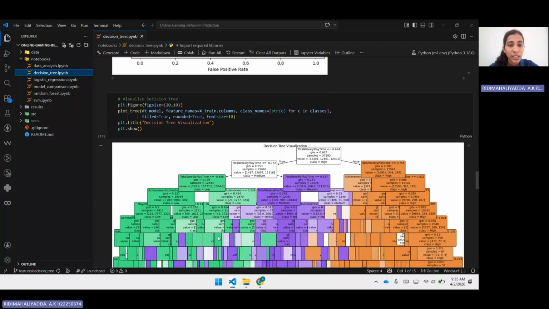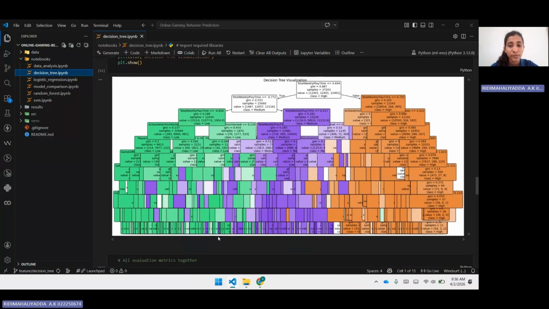And here, the decision tree visualization. One useful feature of decision trees is that we can visualize the entire tree. This allows us to see how the model splits the data at each node and understand why a player is classified as high, medium, or low engagement. It makes the model interpretable and easy to learn.